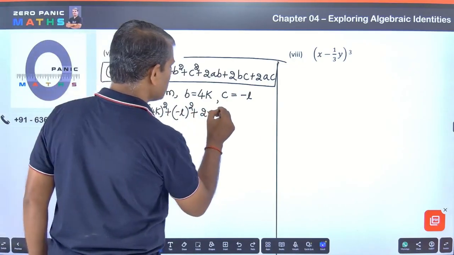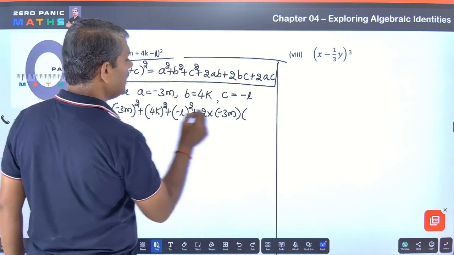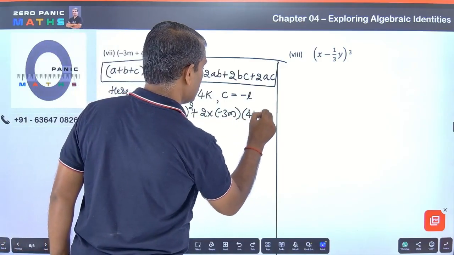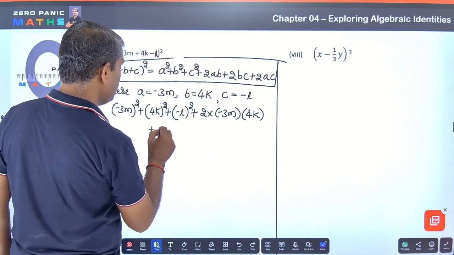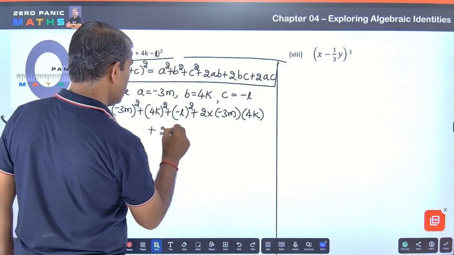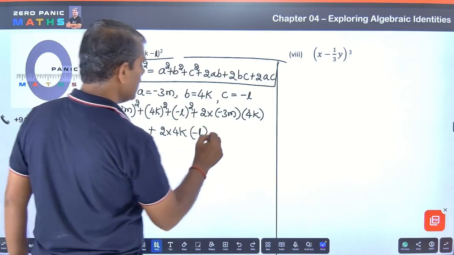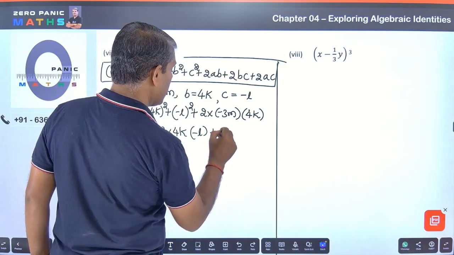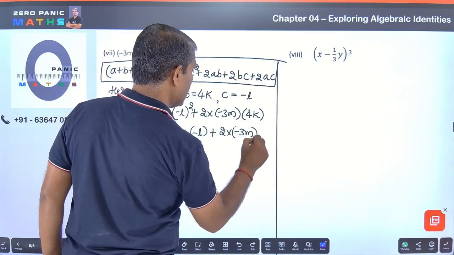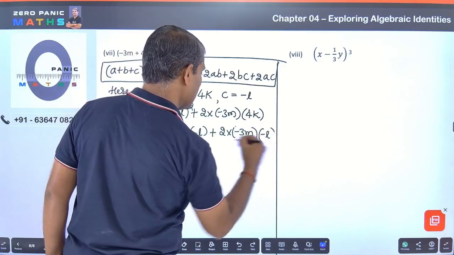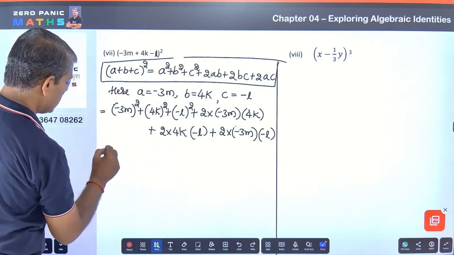A is minus 3m, and B is 4k, plus 2ab, it is now plus 2bc. 2b, what is b? B is 4k, C is minus L. And then finally plus 2ac. A is minus 3m, and C is minus L. So we are done with the expansion. Let us calculate the final values.